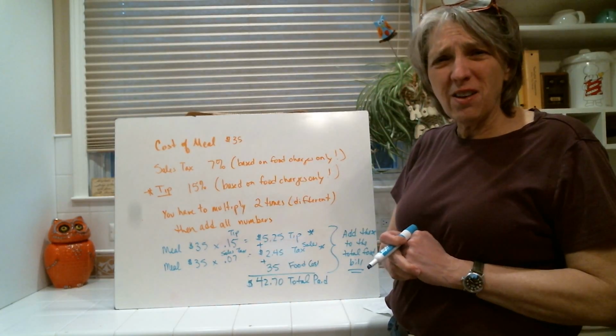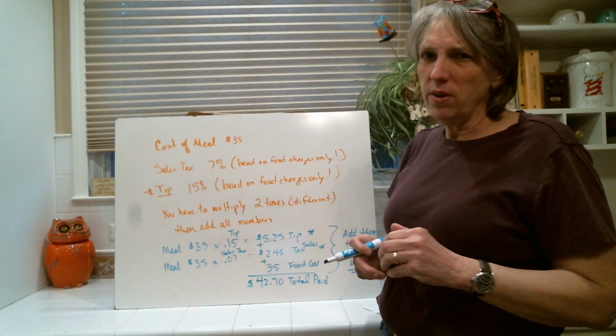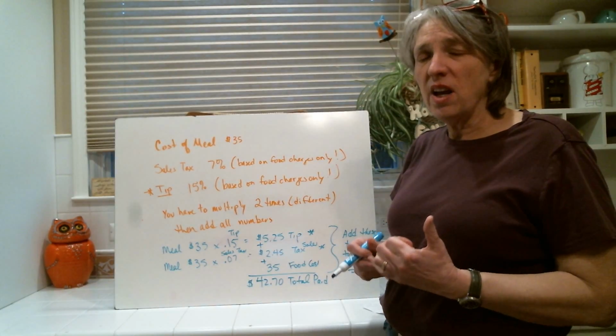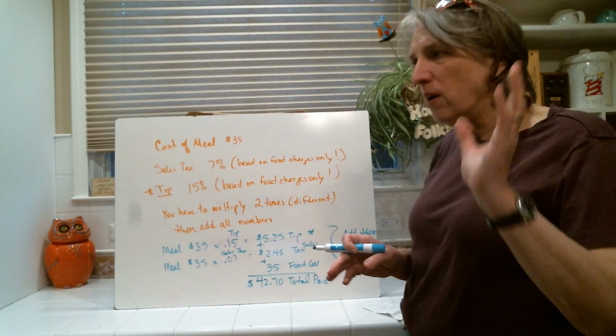Now we're going to talk about the cost of a meal. Cost of a meal is a little different. You have to pay sales tax and you have to pay tip. We're not going to do a discount with the meals right now. I know you can get 2 for 1.